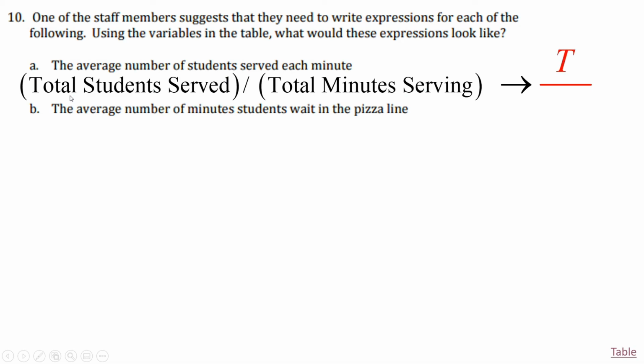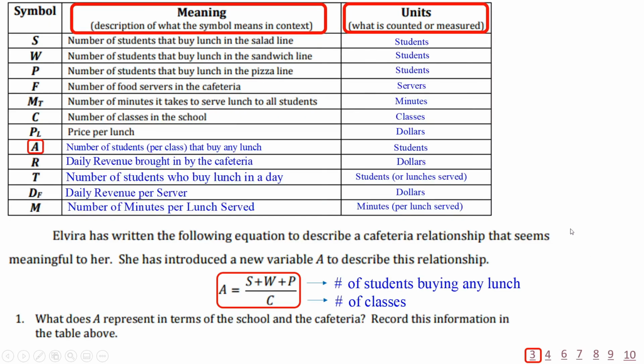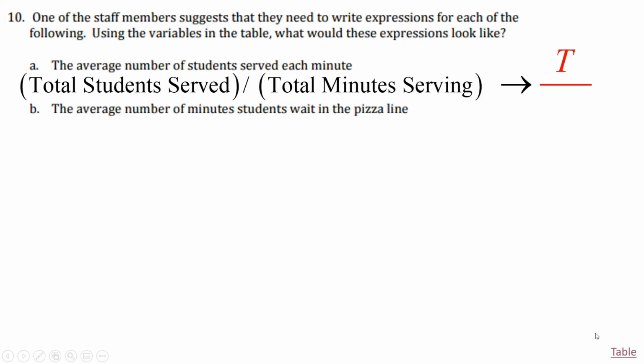T, total students served, divided by total minutes serving. So that's the time to serve all the lunches all day. So let's go back. What did we use that? Total minutes serving. So number of students. Let's find minutes here. Number of minutes it takes to serve lunch to all students. That's that M sub T, isn't it? Let's double check that. M sub T, there it is.